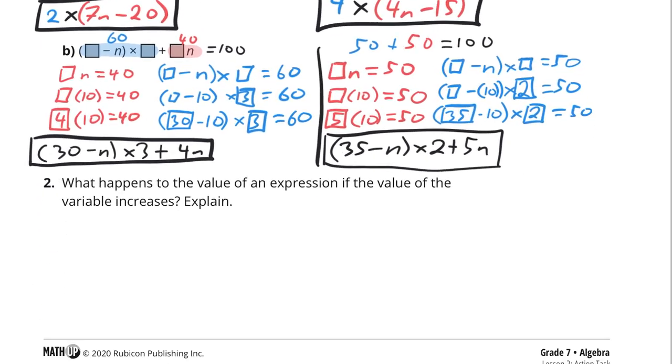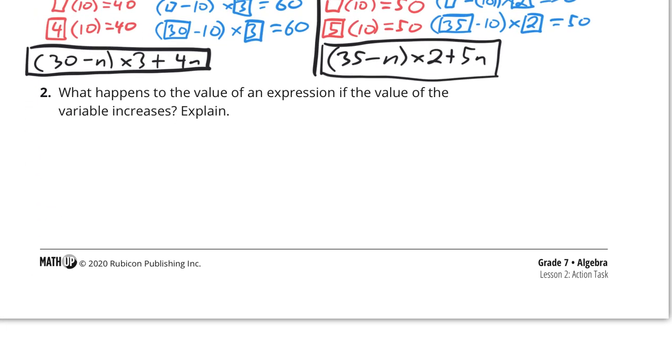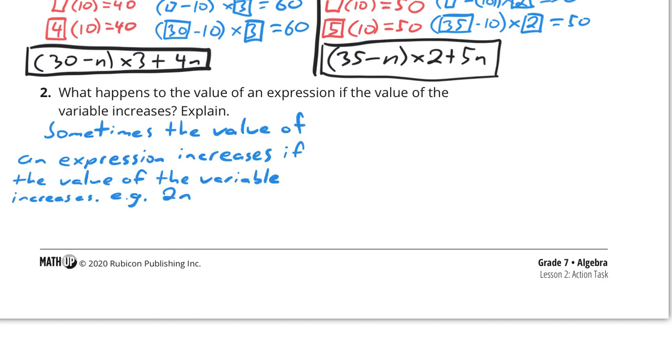Let's go to the last question. It says, what happens to the value of an expression if the value of the variable increases? Explain. Well, I might say something like this. Sometimes the value of an expression increases if the value of the variable increases. For example, 2n. If n were equal 3, then 2n equals 6. But if the value of n increases, let's say to n equaling 4, then 2n, 2 times n, that gives us 8. So the value increases.